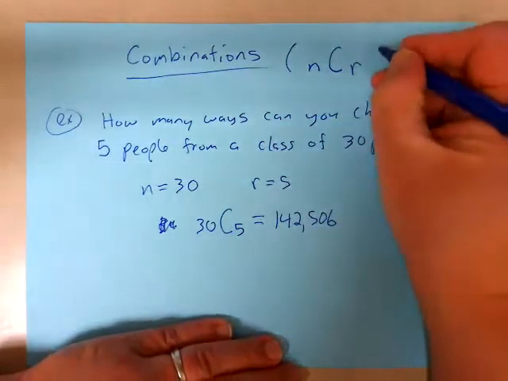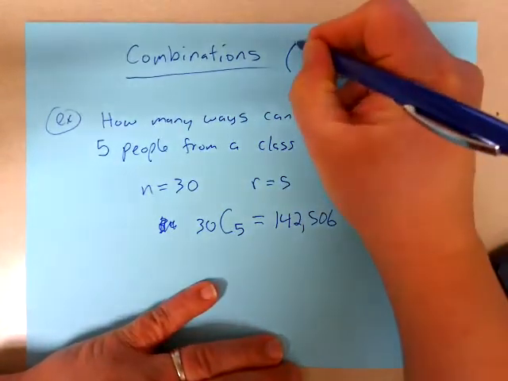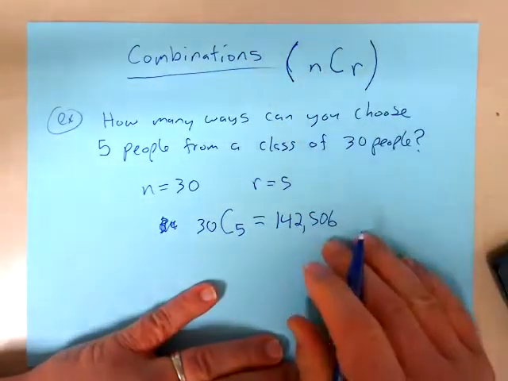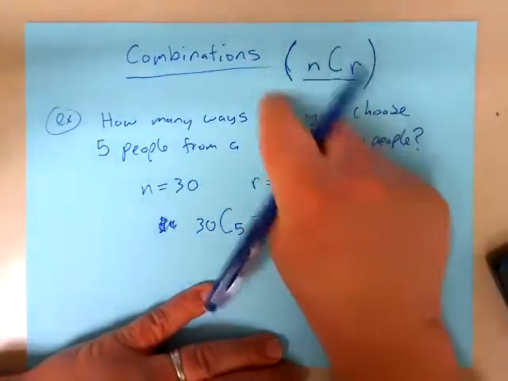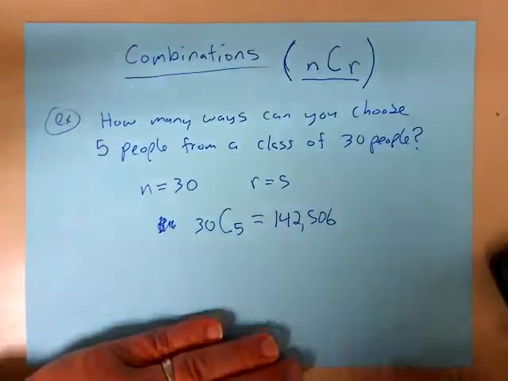Okay. I meant for this to be parentheses like this. Sorry. That was probably very confusing. So I'm putting the NCR inside a set of parentheses. Okay.